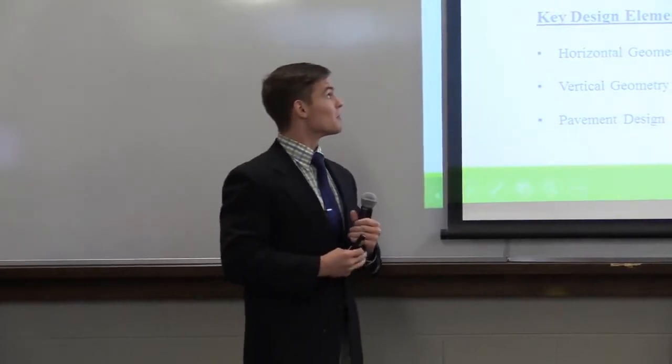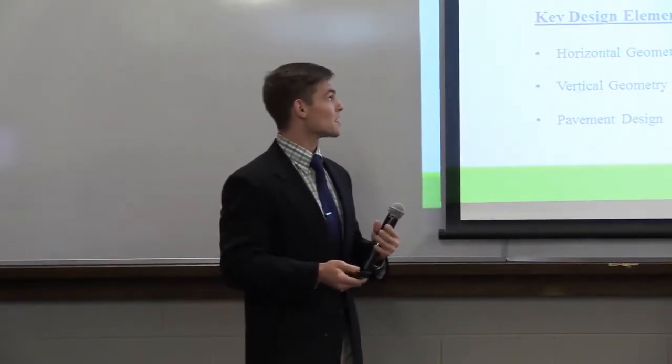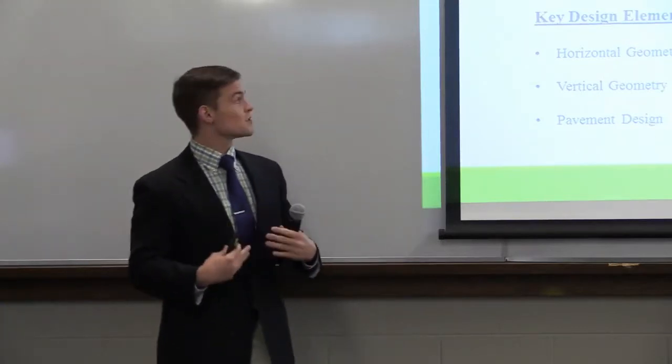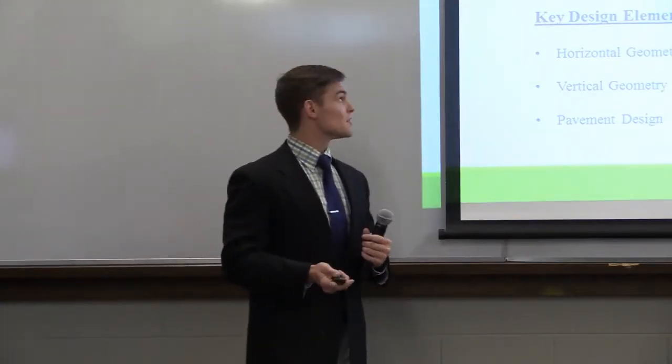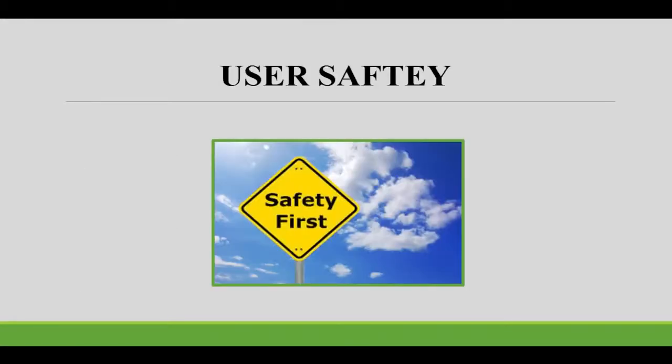Our chosen alternative for the existing intersection is a roundabout design. That means for my personal goals, I had to increase the user safety at the intersection, as well as improve the level of service to B or higher. Some of the general considerations for my particular design were the horizontal and vertical alignment geometries, as well as the pavement design.